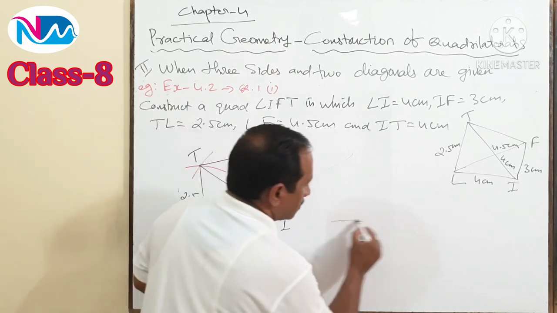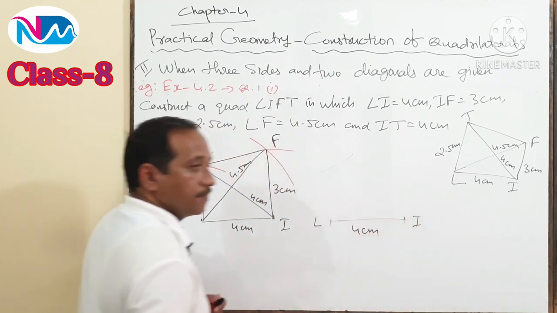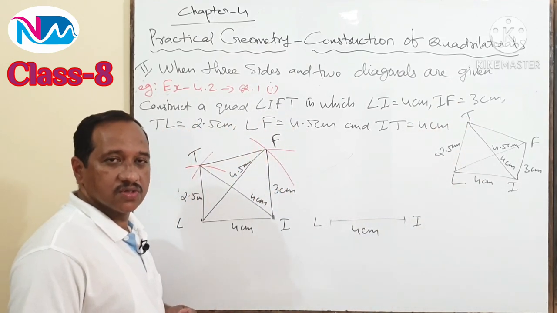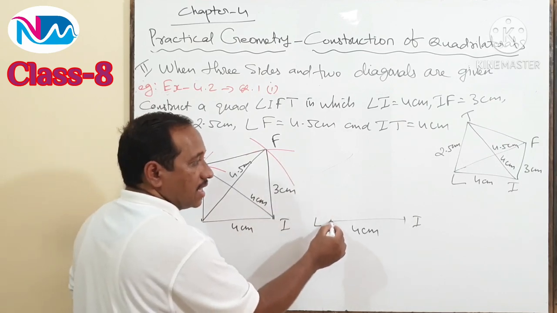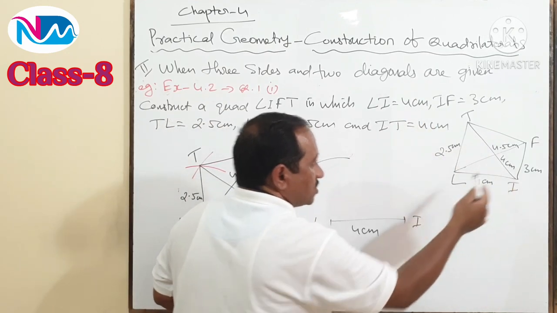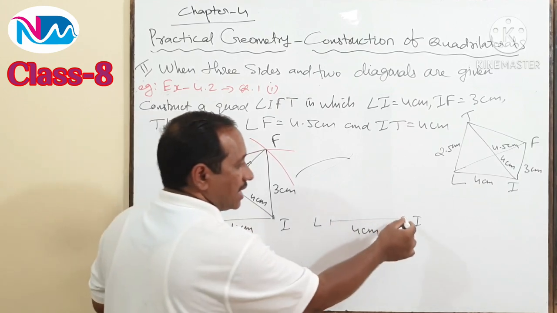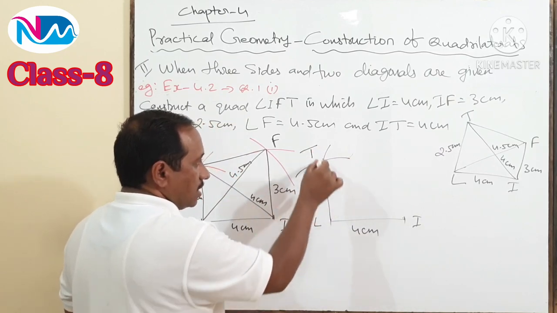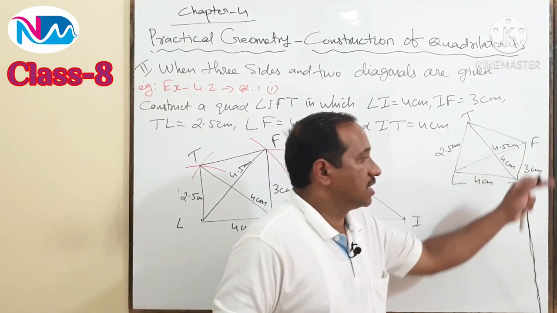First draw LI. LI is 4 centimeter. Now LT or TL is 2.5 centimeter. So make an arc of radius 2.5 centimeter with L as center. Now IT is 4 centimeter. So draw an arc of radius 4 centimeter with I as center, which will intersect at the point T. Join LT, IT. Next is to find the vertex F.